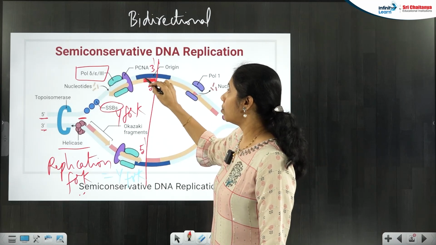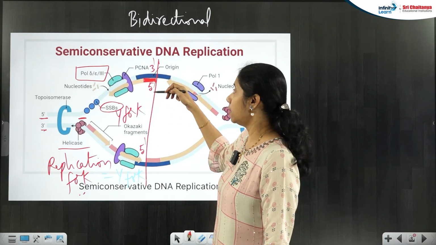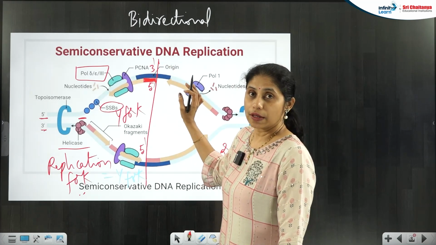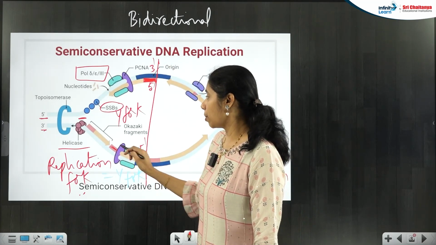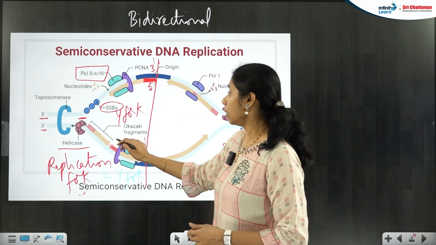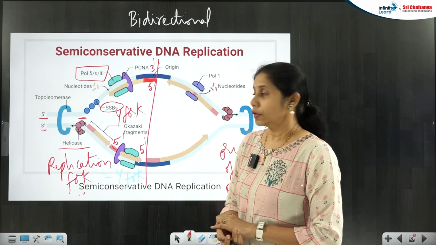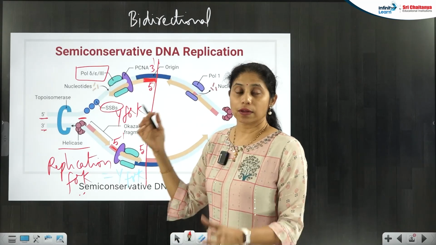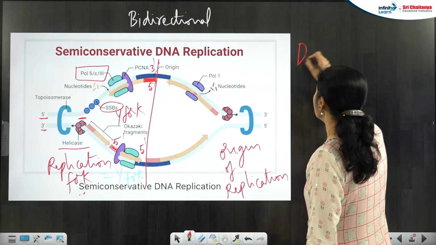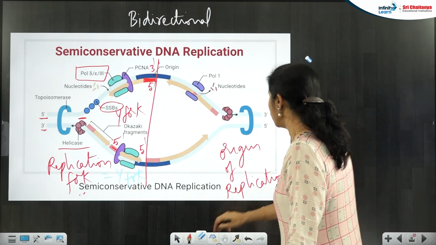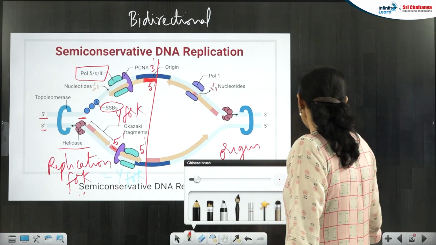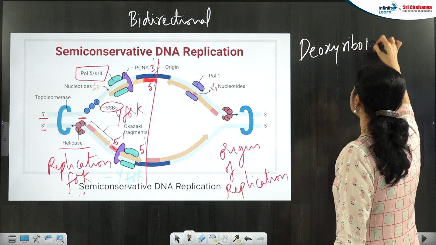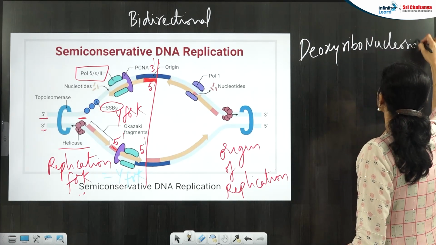The RNA primer will be synthesized and placed exactly after the opening of the DNA. At the 3 prime end, the RNA primer will be placed. And imagine that here also an RNA primer is placed on the opposite side. It will function as a 5 prime end. After that, DNA polymerase 3 will bring the deoxyribonucleotides. Those deoxyribonucleotides will be there in the form of deoxyribonucleoside triphosphates.